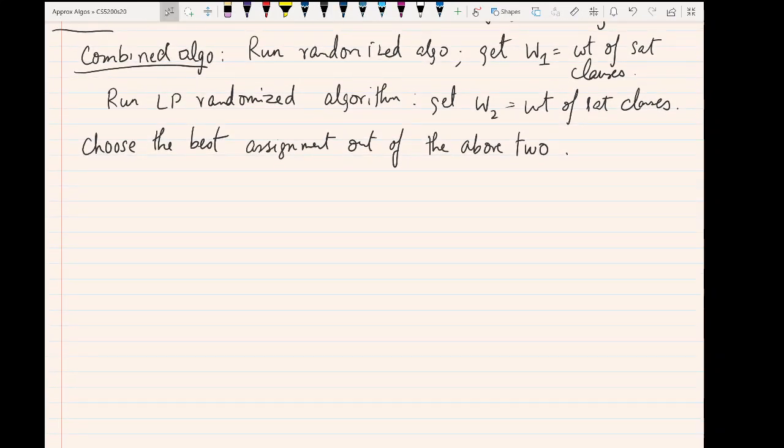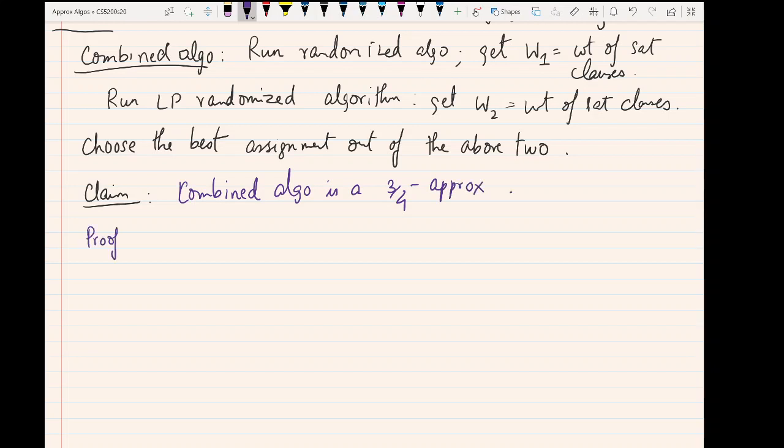Okay, so it's as simple as it gets. Our randomized algorithm gives an assignment, the LP randomized rounding gives an assignment, and we just choose the best of the two. Why does this work? We'll see that this gives a 3/4 approximation algorithm. Okay, and here's a proof.